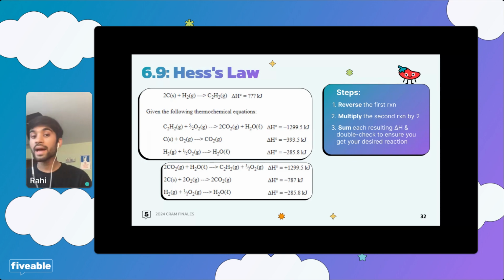Now, what happens to delta H when we flip the reaction? What do we do to delta H? What changes? Does it change? Does it not? Someone tell me. Yes, change the sign. Exactly. Don't forget to flip the sign. You flip the equation, you flip the sign. Perfect. There you go.